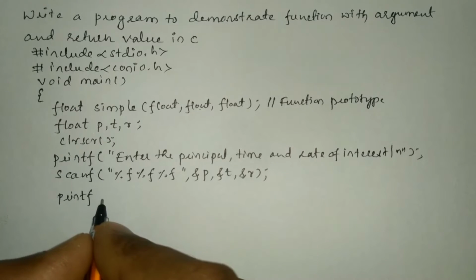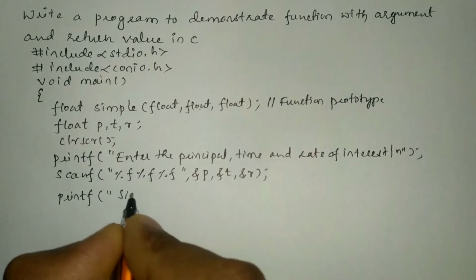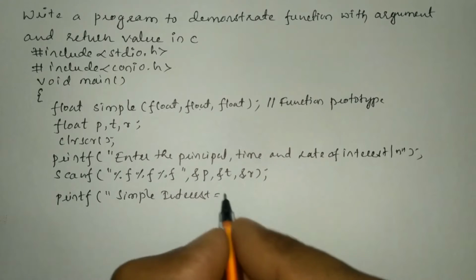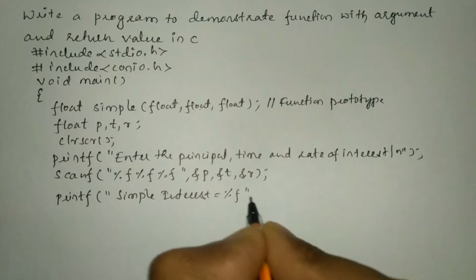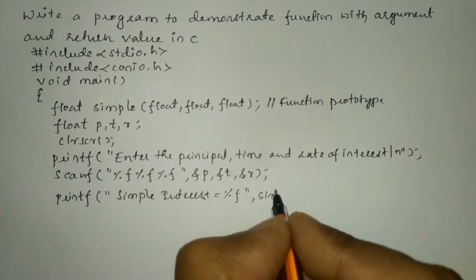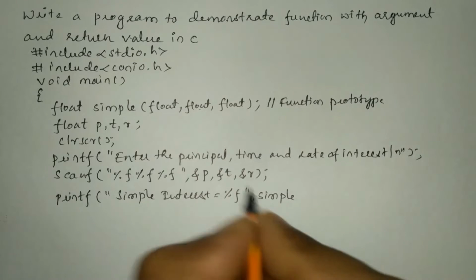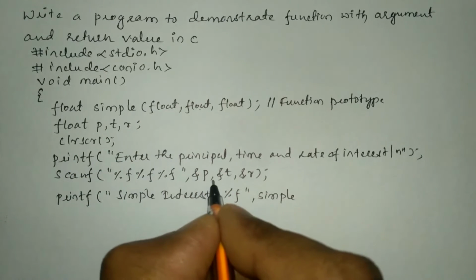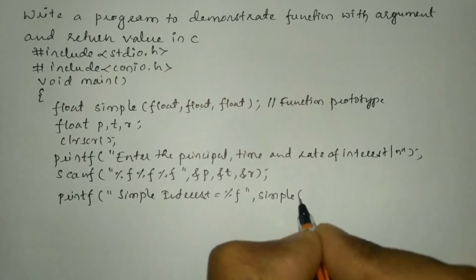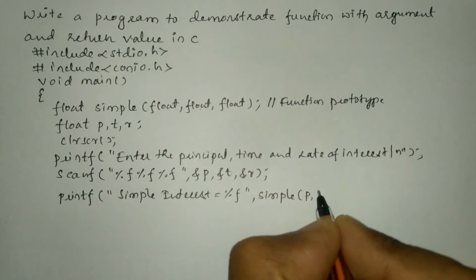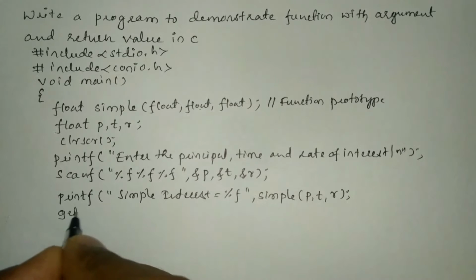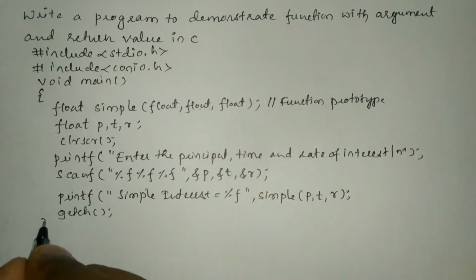Now we are going to print the simple interest. So we'll write printf, and here in a double quotation mark I'm going to write simple interest is equal to %f format specifier, end the double quotation mark, put comma, and here we'll be having the function call. I'll write simple, the name of the function, and I'm going to pass these three arguments in this particular function. So here round bracket we'll write p comma t comma r and put semicolon. Now I'll write getch function, curly closing brace.